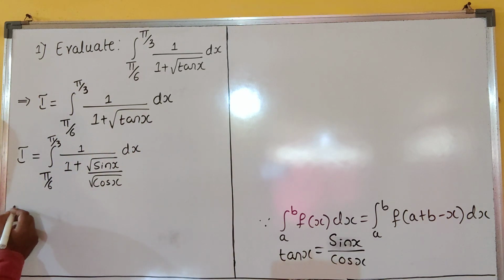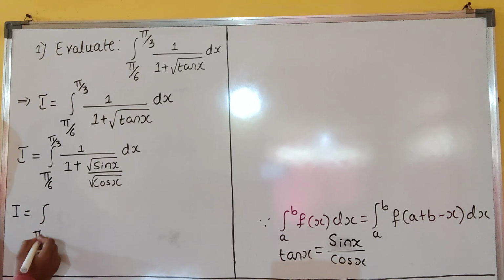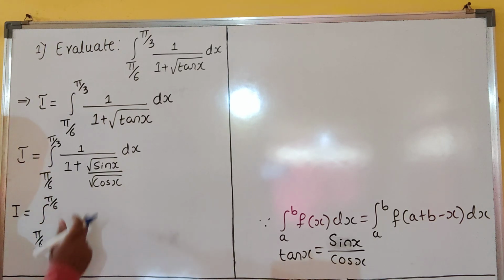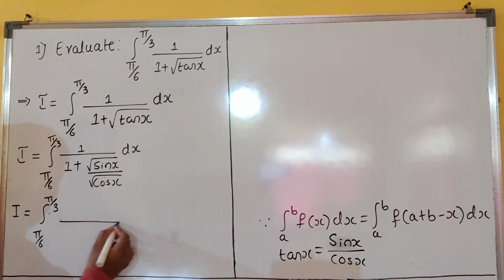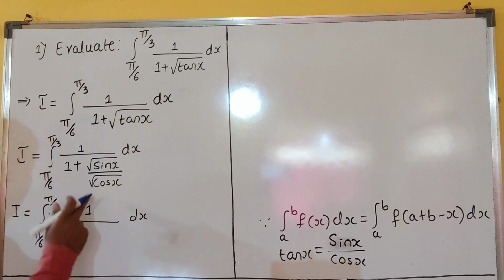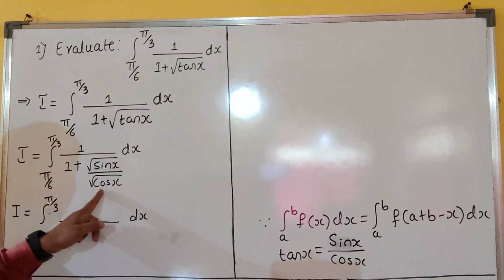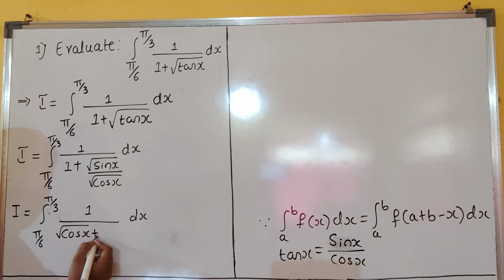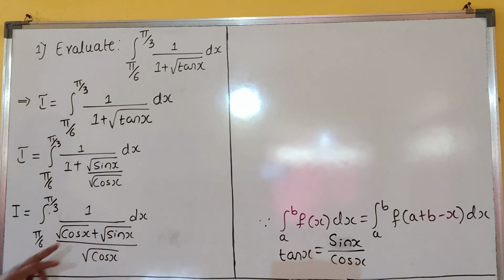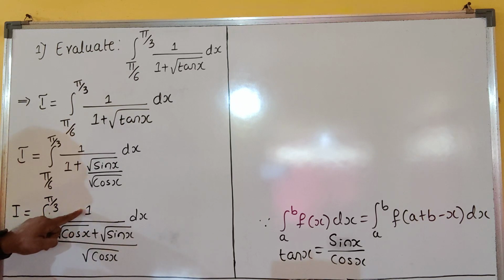Now cross multiply here. What will you get? Observe very carefully. I will write the numerator as it is: root cos x into 1, take the LCM, root cos x into 1 is root cos x plus root sin x, whole divided by root cos x, dear students. If you take the reciprocal, this root cos x will go up.